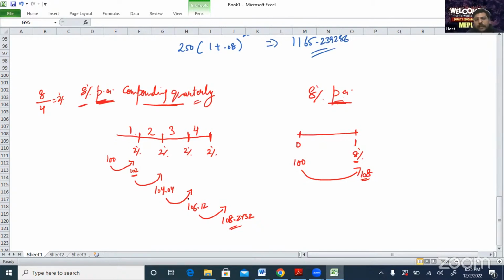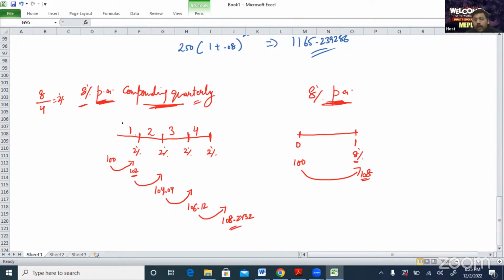Okay, so that is the difference. 8% per annum and 8% per annum compounding quarterly are not the same thing. 8% per annum compounding quarterly, or compounding annually, or monthly, or semi-annually, the effective return is different everywhere.